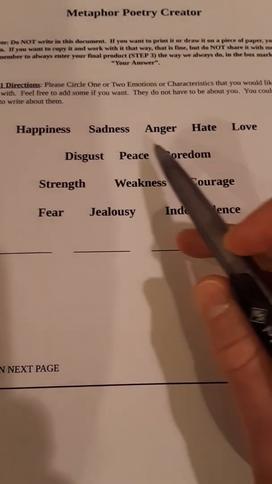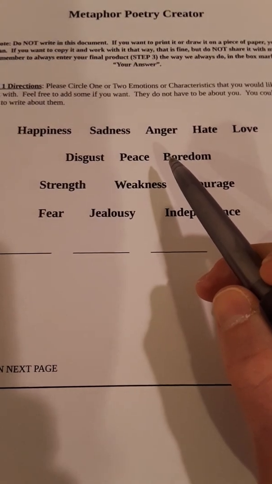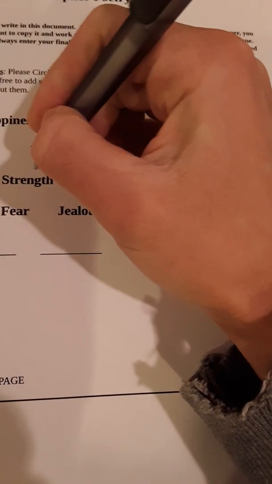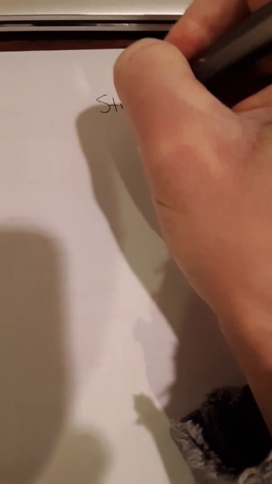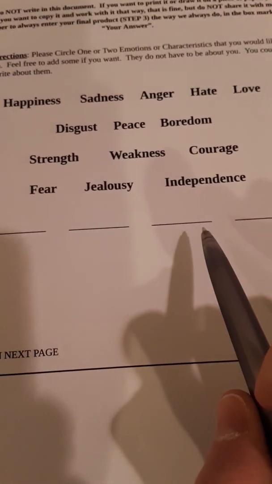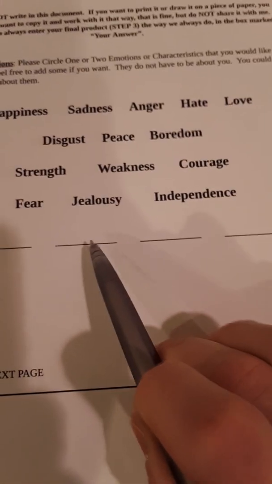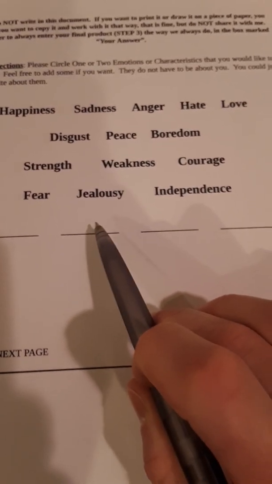First part is you're going to pick an emotion or characteristic. So you would circle that emotion or characteristic, right? But instead, I'm just going to write the one that I would like to write about. So that one is strength. If you did print it out, then you would just circle strength, or whatever you want. Also, you can add one. So if you want to write about indifference, you would just write indifference there and then circle it, or you would just write indifference over here.